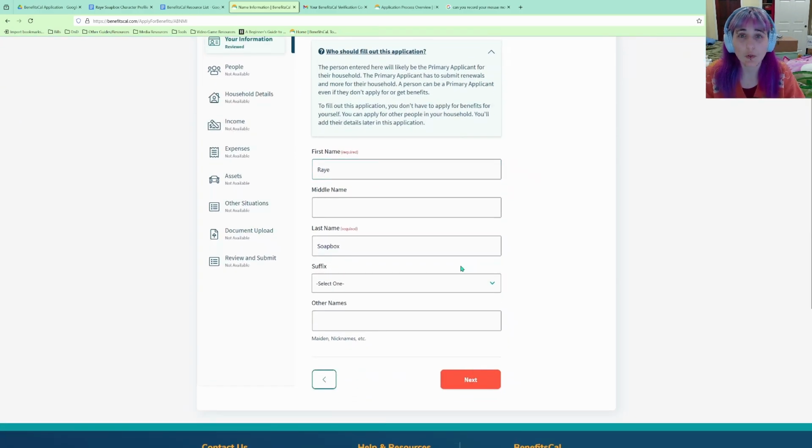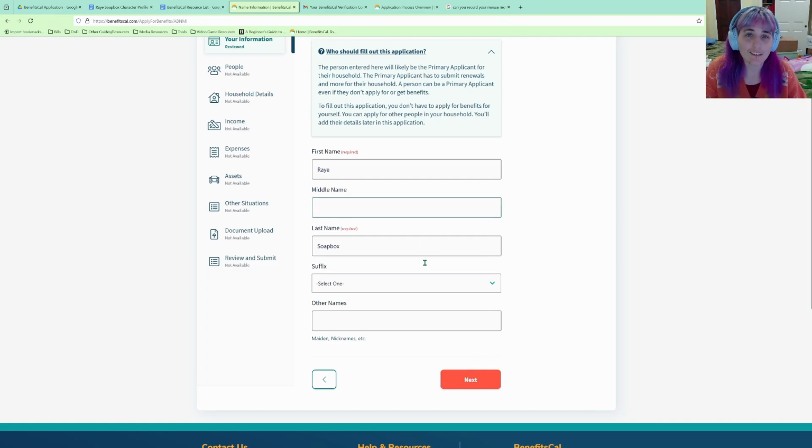This application process is not very trans friendly, or even friendly to people having other names. For whatever reason, it's not very friendly to that. Also, these are federally funded programs as well, which is a whole other thing about rules that they have to follow, which is why, for example, the federal poverty, I said I wasn't going to get sidetracked. This could be a whole its own video.